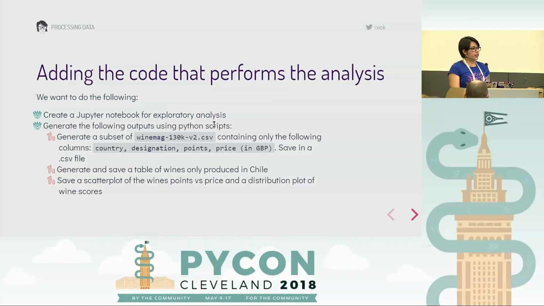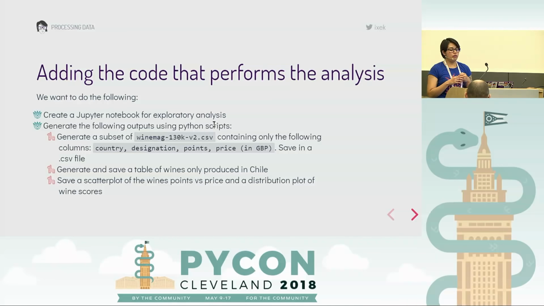And now we're getting to the bulk of it. We're going to add the code that performs analysis. We now have our structure, we now have our data. And these are the different steps that we're going to create. First, we have a Jupyter notebook for exploratory analysis. Jupyter notebooks are excellent when you want to do rapid prototyping, when you want to do exploratory analysis, and when you want to disseminate your results. So we're going to use a Jupyter Notebook now.